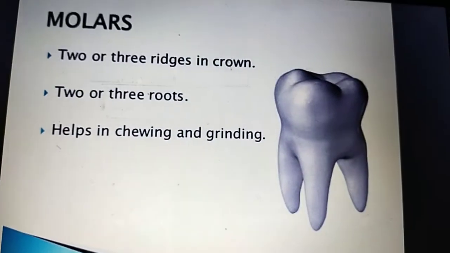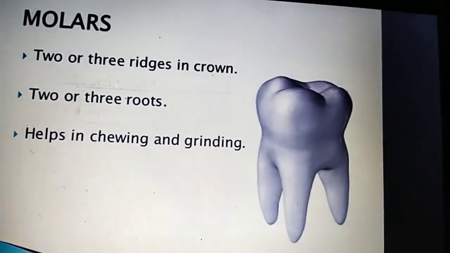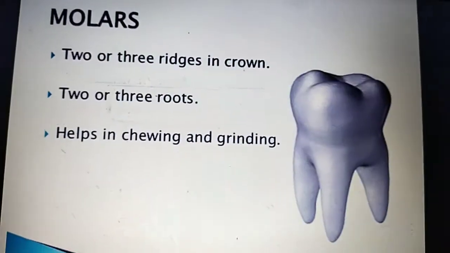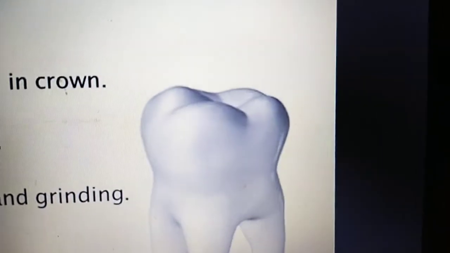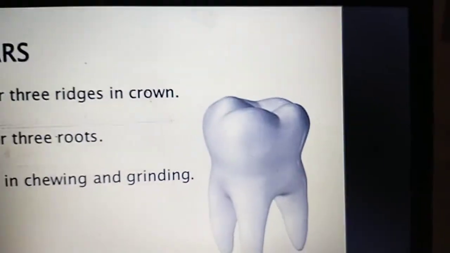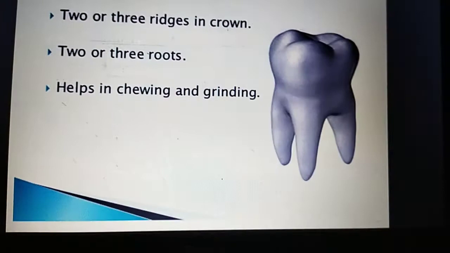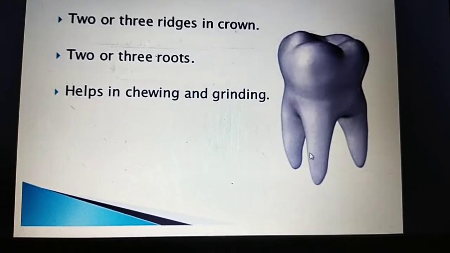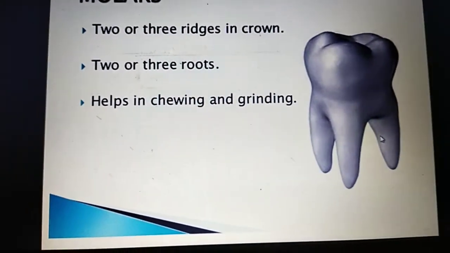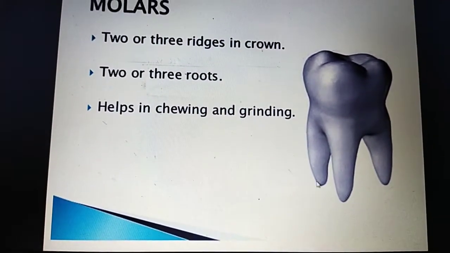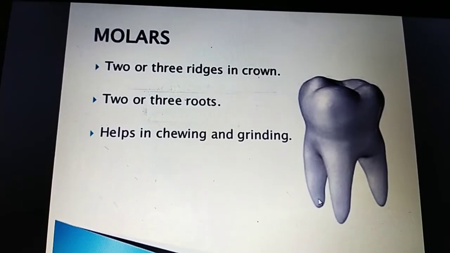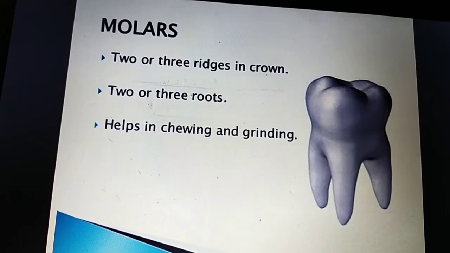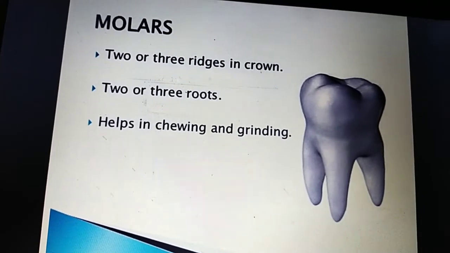Now the molar. In the premolar there are two ridges in the crown, but in the molar there are two or three ridges in the crown. They have two or three roots. You can see here one, two, three, these are the three roots in the molar, and molars help in chewing and grinding. Like that you can differentiate teeth according to their morphology.